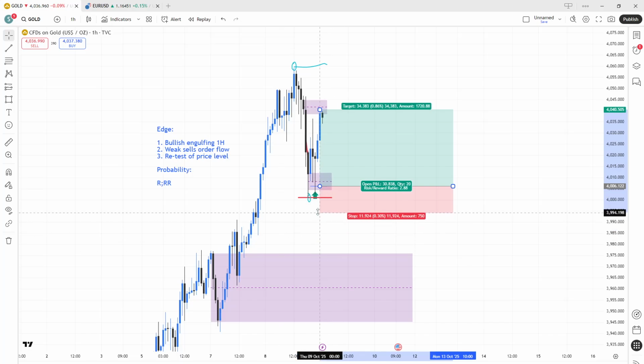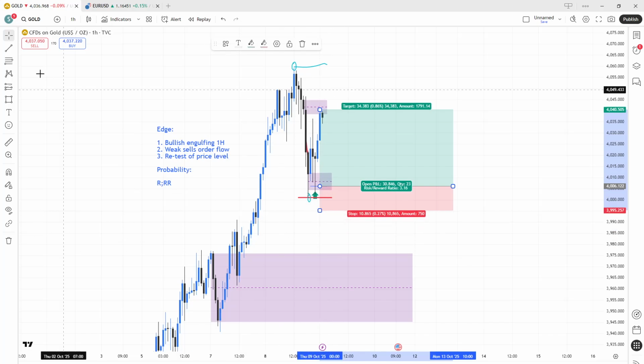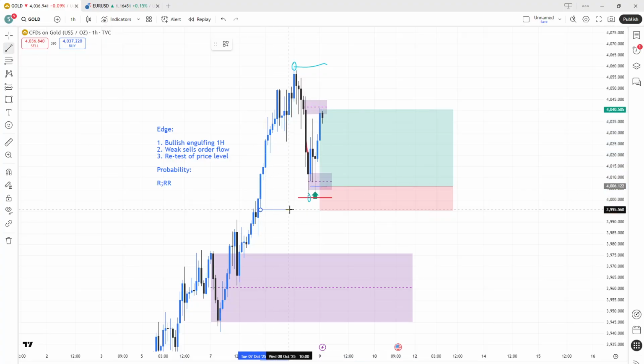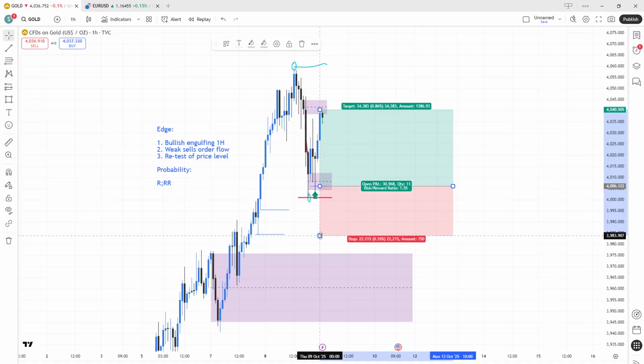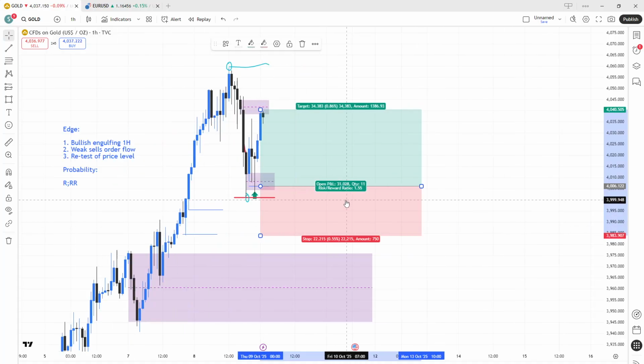I can even have price right here, at this candle high or this candle high. But what is the probability? Even with such a wide stop, look, our risk to reward is 1 to 5. Just based on this analysis, and this also gives us an opportunity to scale in.